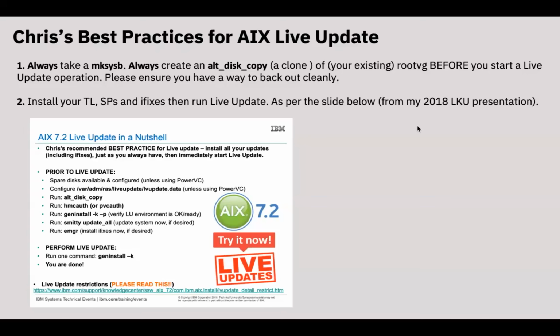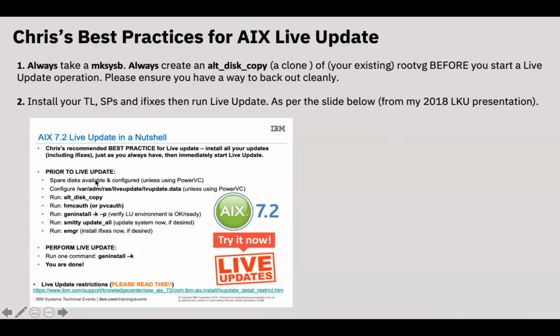So in 2018, I was at one of the Techies, and I put together a single slide that summarised in a nutshell what you would need to do exactly that, to install fixes and then do a Live Update. So you can see here on the first bullet point, I've said exactly that. You install your updates plus your iFixes, and then you start the Live Update operation. Historically, on older levels of AIX, you would install fixes and then reboot for those fixes to take effect. Now our mindset should be install those fixes and then start Live Update. And that way there's no need to stop those critical applications.